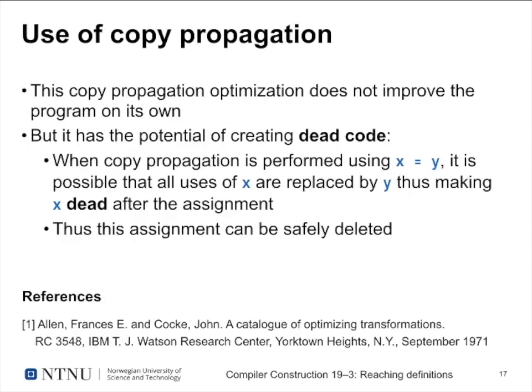Copy propagation itself doesn't actually improve the program performance, but it has the potential of creating dead code. When we use copy propagation with the knowledge that we have an assignment x equals y, it's possible that we can replace all uses of our variable x by y, which means everything that uses x would be dead after the assignment. And then the assignment can be safely deleted. So we're not saving lots of performance, we're saving a bit of code space. It's one small optimization, but an important one.